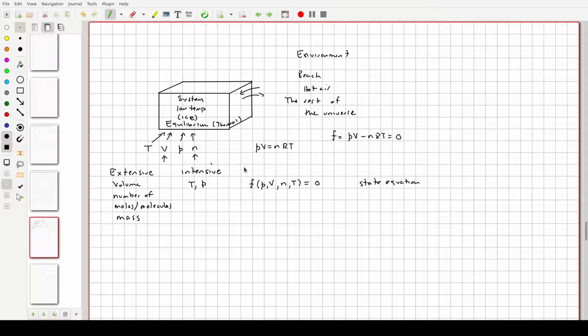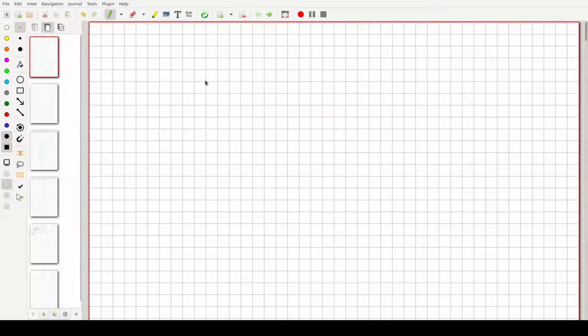Now that we've gotten a little bit of our, I guess you could say, terminology out of the way, what I'd like to do now is to discuss the first law of thermodynamics.